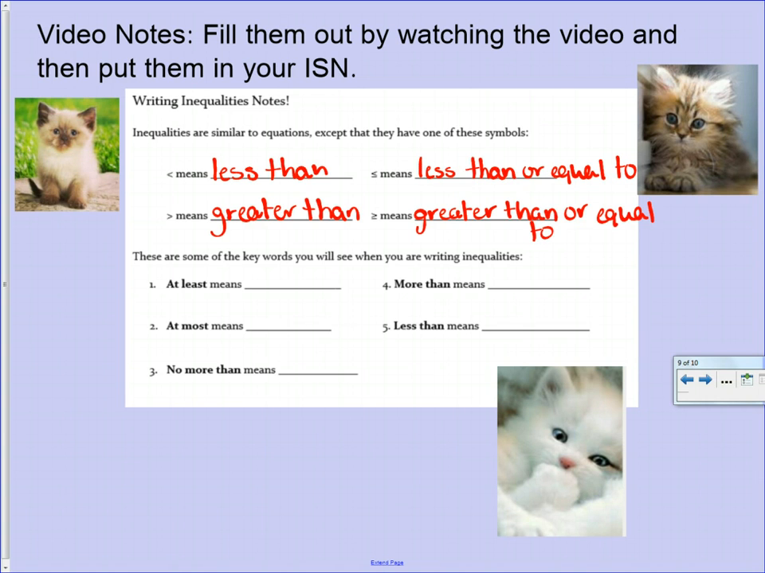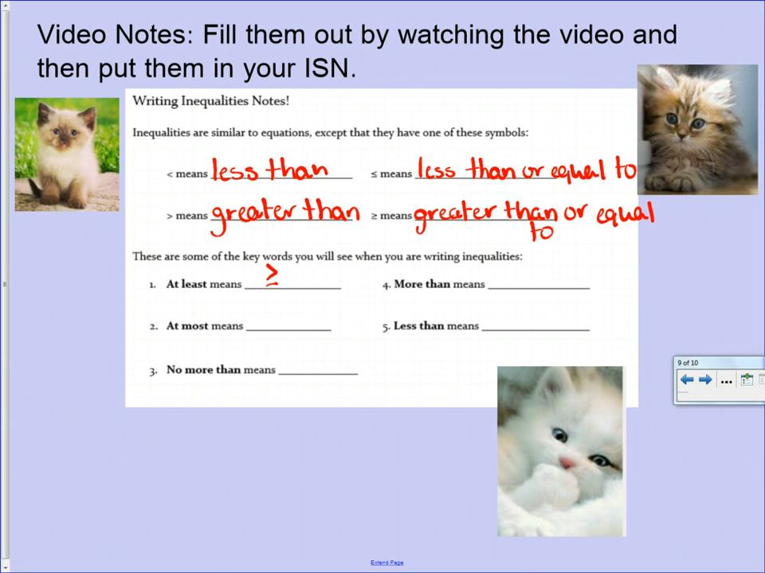When you're writing inequalities, there are some key words that you're going to see, and sometimes it's hard to interpret those into which symbol to use. So 1 through 5 here is just a little cheat sheet on which symbols to use when you see these phrases. So if you see the word at least, that means you're going to use greater than or equal to.